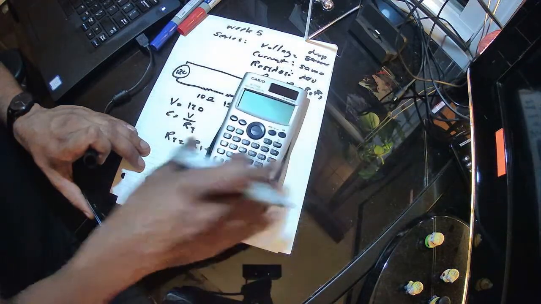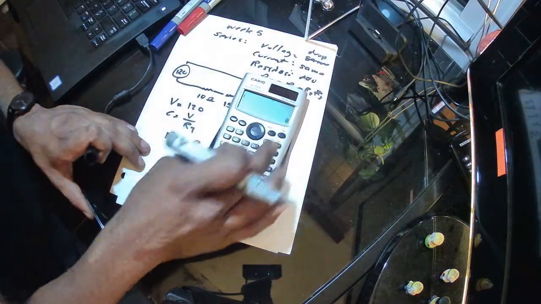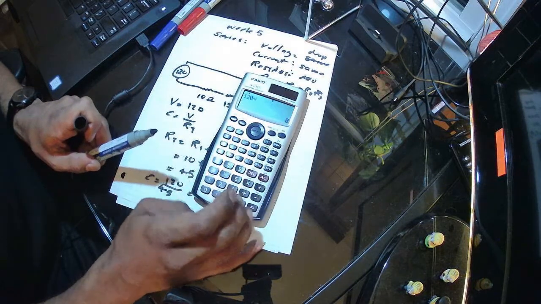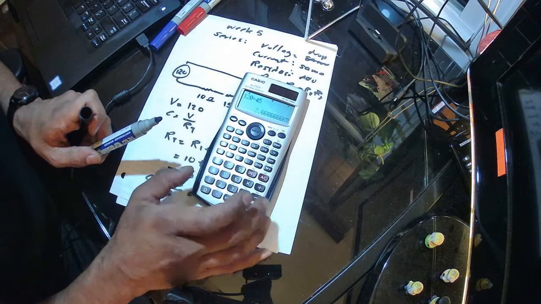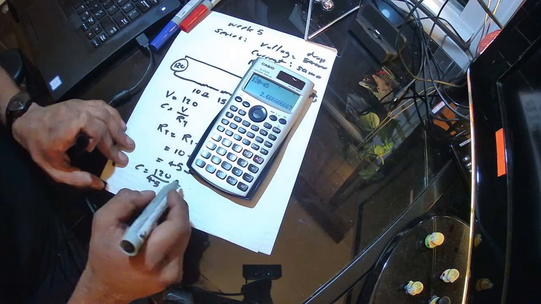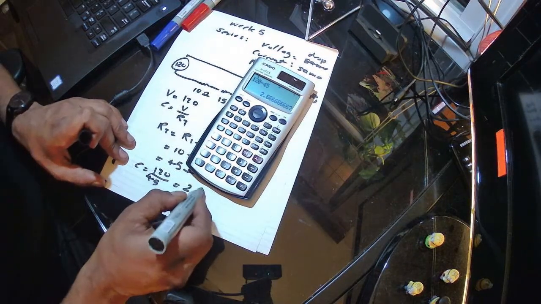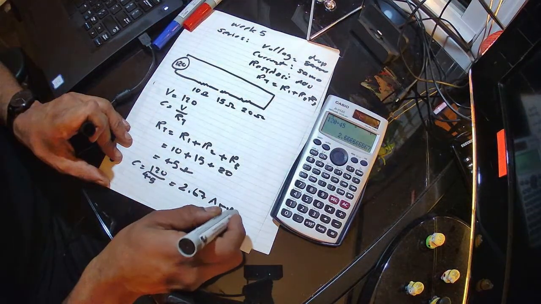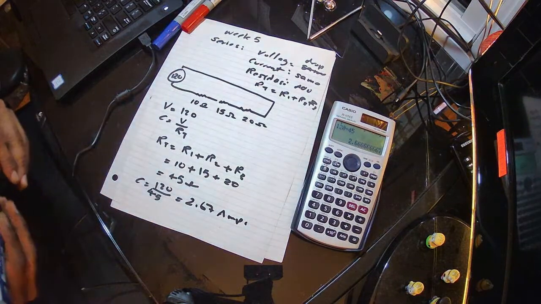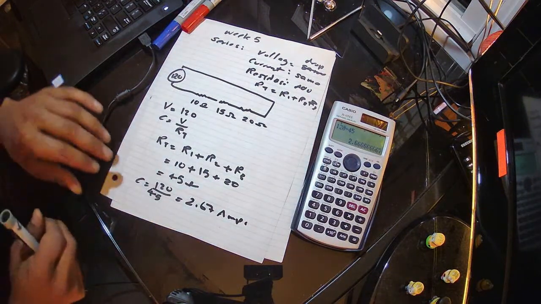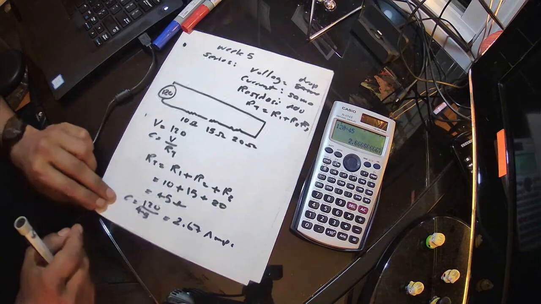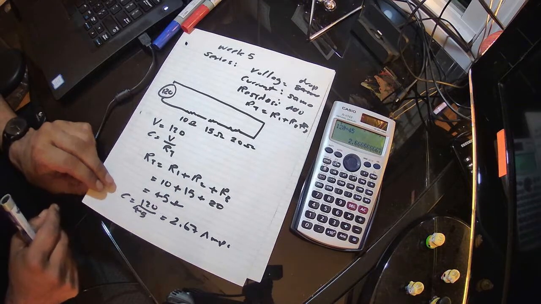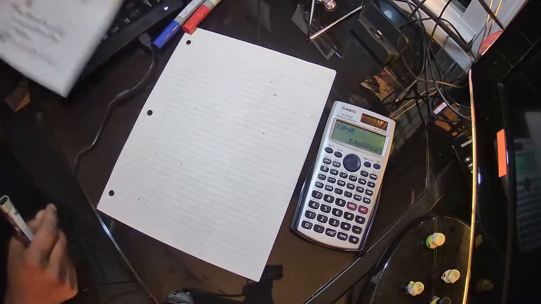The current will equal 120 over 45. I'll use my calculator here. 120 over 45 equals 2.66, 2 digits are enough, 2.67 to round it up, amps. So this is very simple for resistances in series, and we'll do this in the lab as well to verify. Okay, that's the easy part.